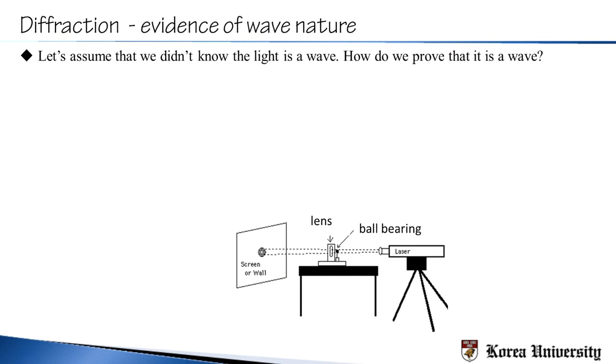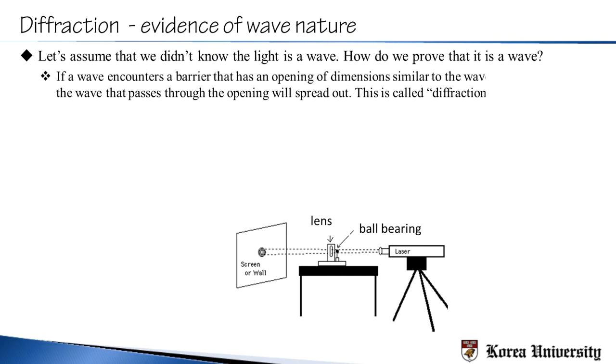Now let me ask, let's assume that we didn't know that light is a wave. Then how do we prove that it is a wave? In fact, in the past, there was a big debate whether or not light was a wave. Actually, Newton argued that light was a particle, while other people like Huygens argued that light must be a wave. And eventually, it was proven that light was a wave by the phenomenon called diffraction.